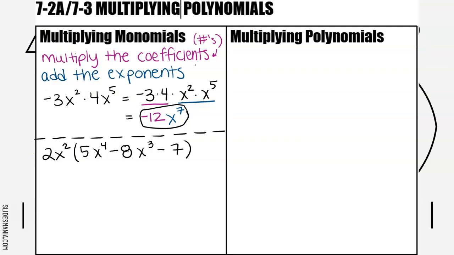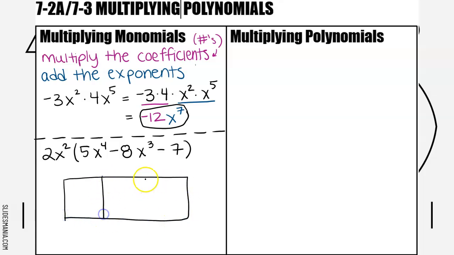So let's write an example of that in our notes. We have 2x squared times 5x to the fourth minus 8x to the third minus 7. I am going to set up a 1 by 3 box, and I'm going to put the single term, the monomial, on the side, and my 5x to the fourth minus 8x to the third minus 7 across the top. If you would like to show the little steps, you absolutely can, but we're going to multiply the things that meet in this box. So in this first box, I'm going to multiply 5x to the fourth and 2x to the second. That's going to give me 10x to the sixth.